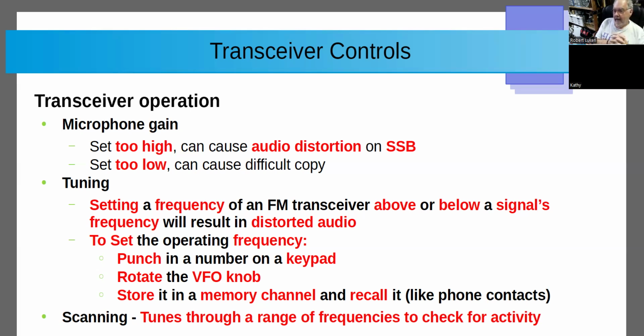Okay. The other thing that most of them have, even the Handy Talkie, is a scan feature. You can tune through a whole band, or even go through different stored memory channels.